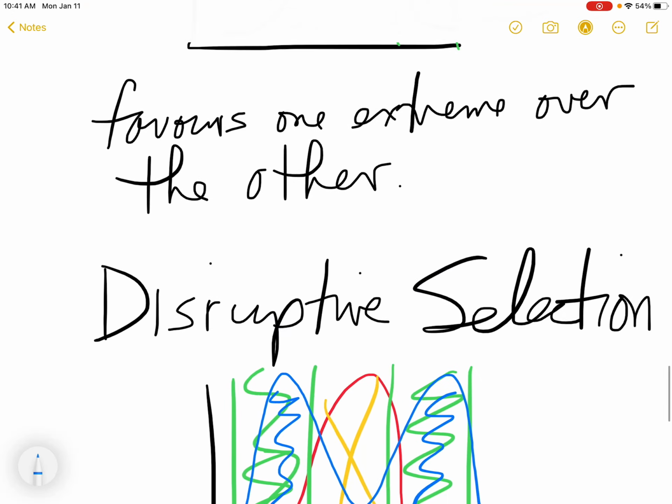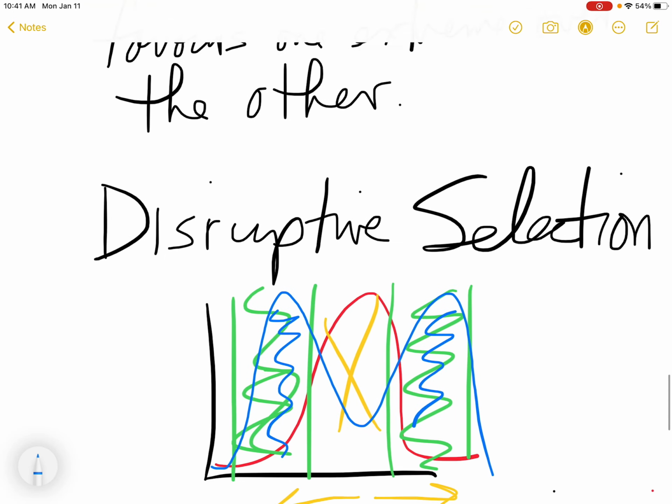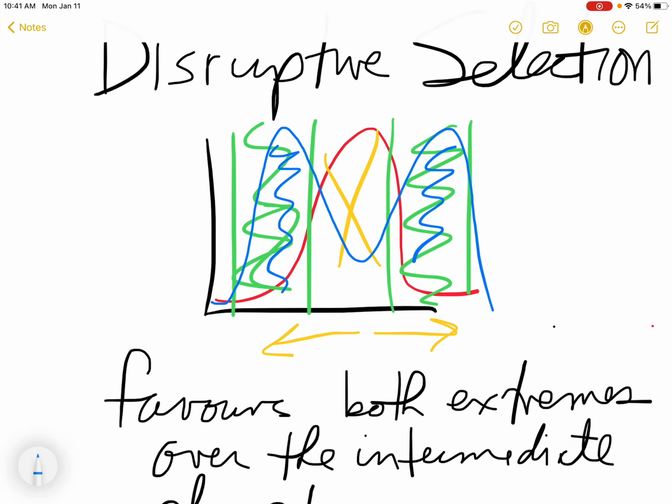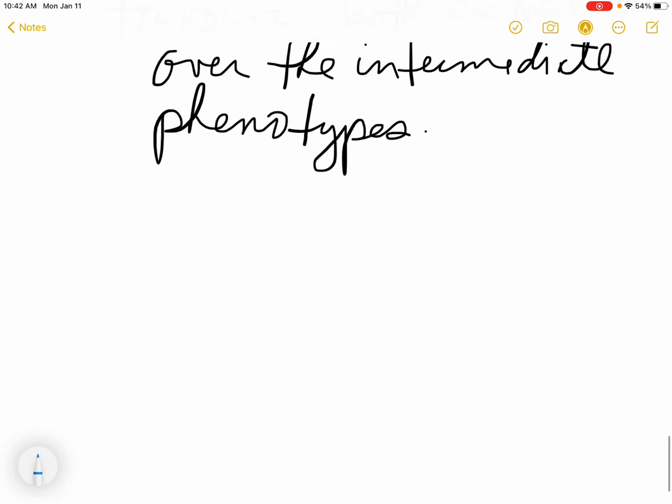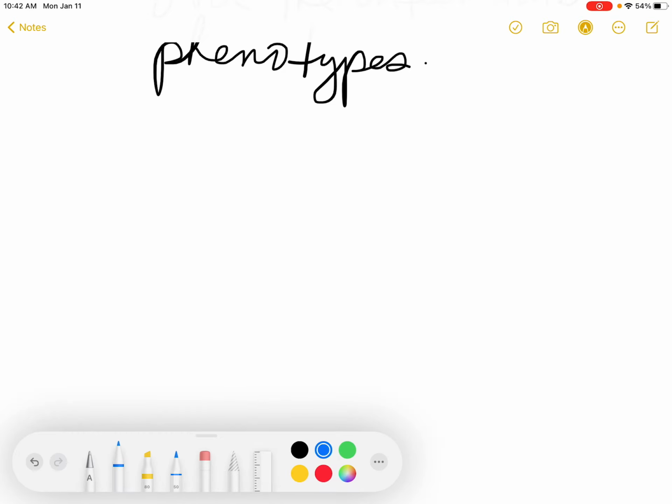And the same thing if you went the other way to small. And then you have disruptive, where it pushes to both extremes, and we see sort of a double humped result, where we have a favoring of mostly smaller or mostly larger. So these are the different types of natural selection.